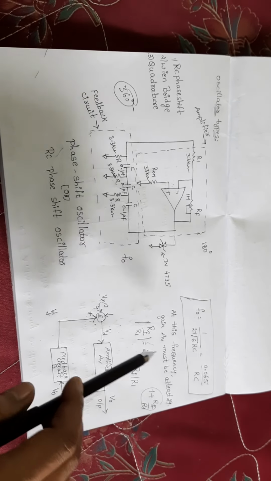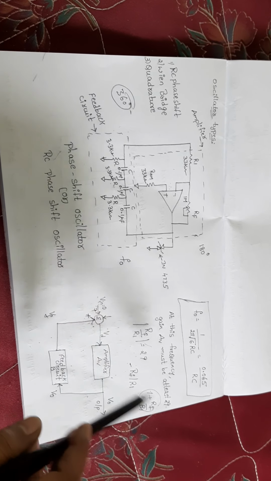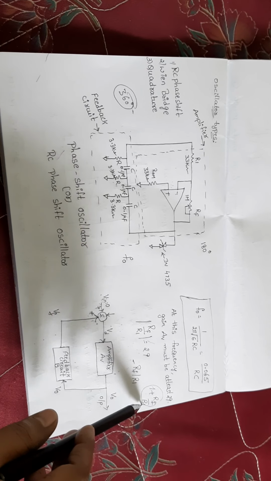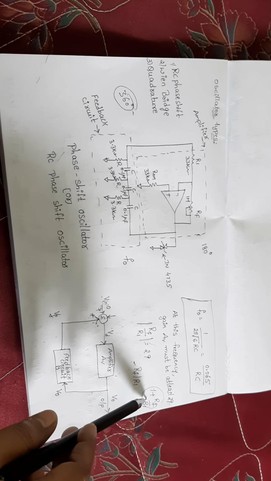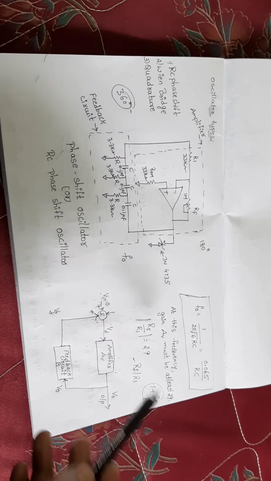How to remember these formulas? Don't get confused. Inverting means minus, so in the formula you get minus RF by R1. Non-inverting means plus, so in the formula you get 1 plus RF by R1 for the non-inverting gain, and for the inverting amplifier the gain is minus RF by R1.